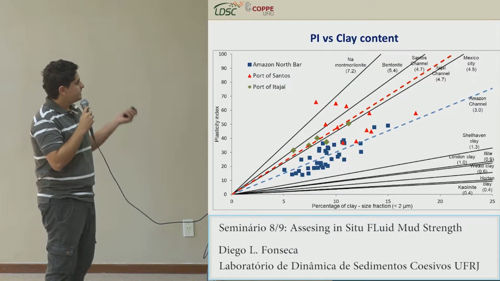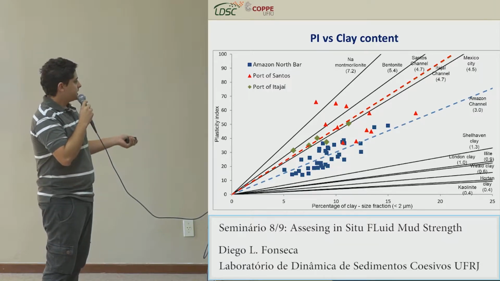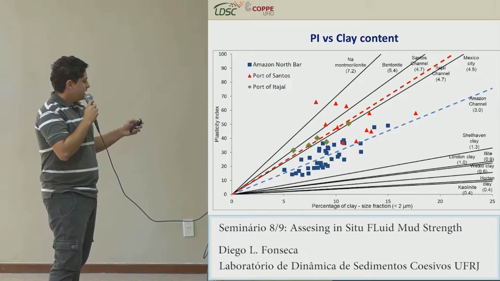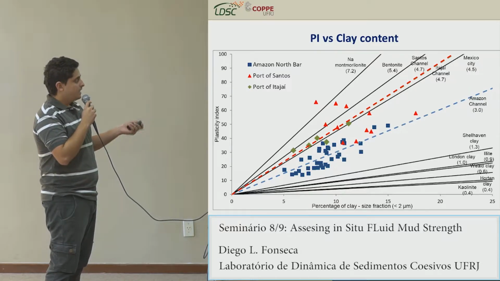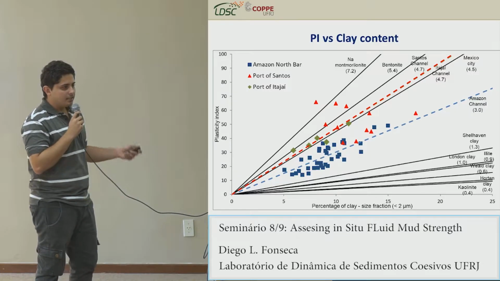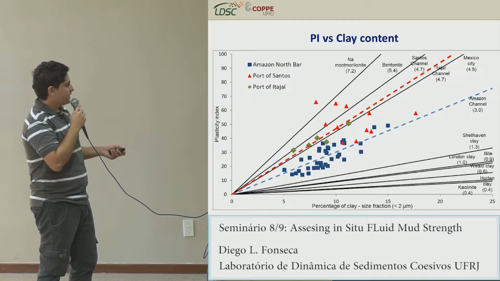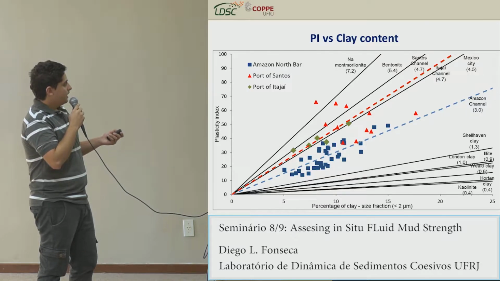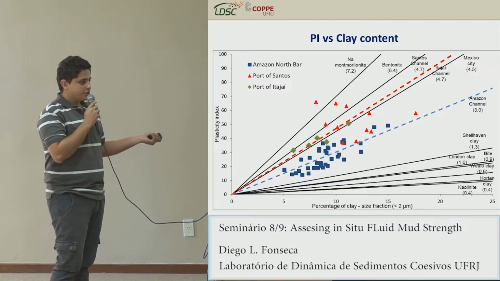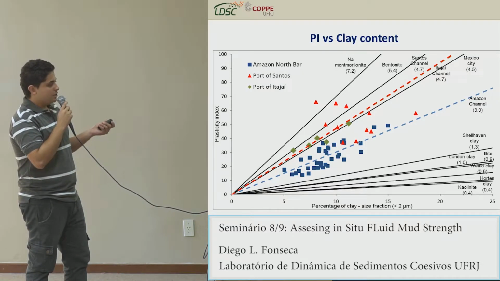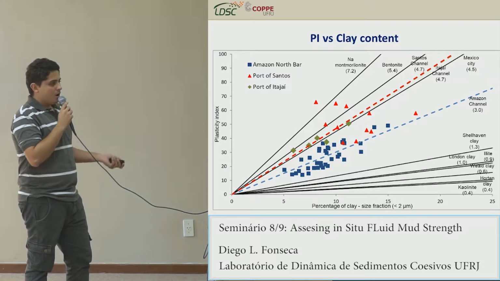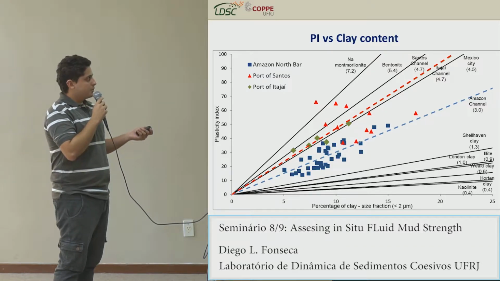So we have the plasticity index again, now versus the clay content. Here we have the trends of different kinds of clays, and the slope of this trend is the activity index. So we have a different activity index for each clay. Here we have the Amazon channel in blue, and the Santos channel and Itajaí channel are in the same place on the chart. So we can see that the clays in the Santos and Itajaí channels are more active than the Amazon channel clays.